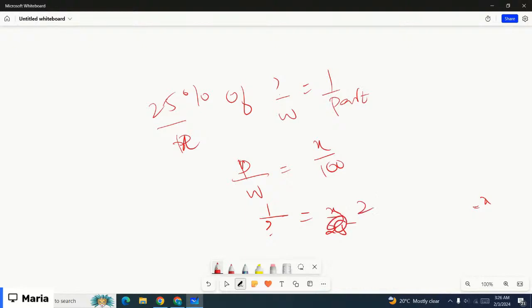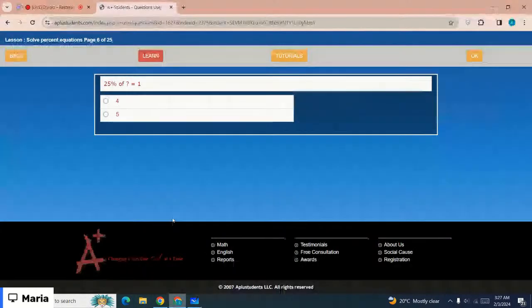That is 25 divided by 100. So just cross multiply. Here you have p, that is p times 100 equals 25, and p equals 25 over 100, and that equals 1 over 4. That means 25% of 4 is 1. The correct option is 4. 25% of 4 is 1. Got it?